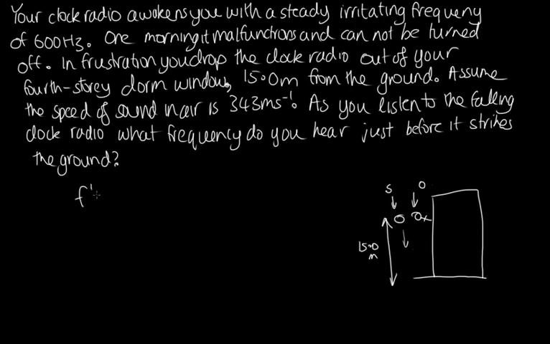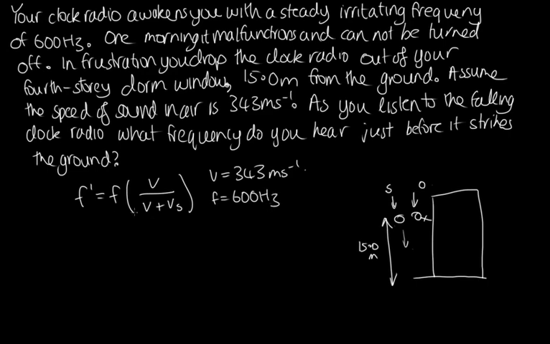So we've got that f dash is equal to f, and then we'll have v, and in this case the source is moving away from you. So if it's moving away from you, we have v plus vs. We know v, that's 343. We know the frequency that the source produces, it's 600 Hz. We've been asked to calculate f dash, the frequency just before it hits the ground, but in order to do that we're going to need to work out the velocity just before it hits the ground.